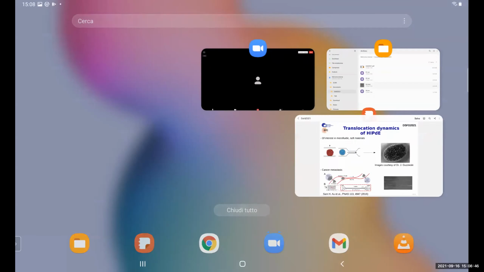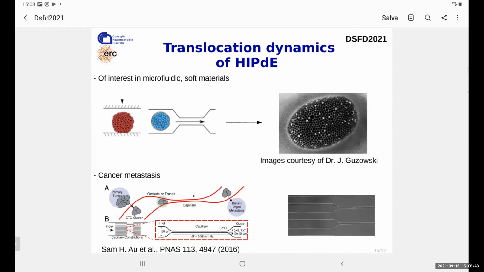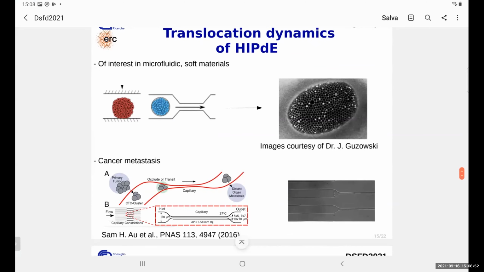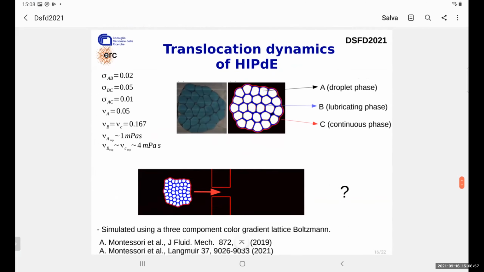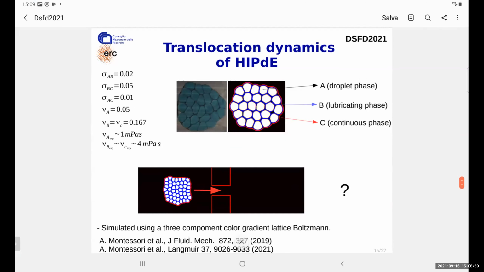Okay, so this is basically why in a couple of cases these HIPEs are interesting. As you can imagine, this is sort of an extension of the work I presented before. So instead of having a low volume or area fraction, of course, we have a very high volume or area fraction occupied by the cores. So this is typically the system we consider.